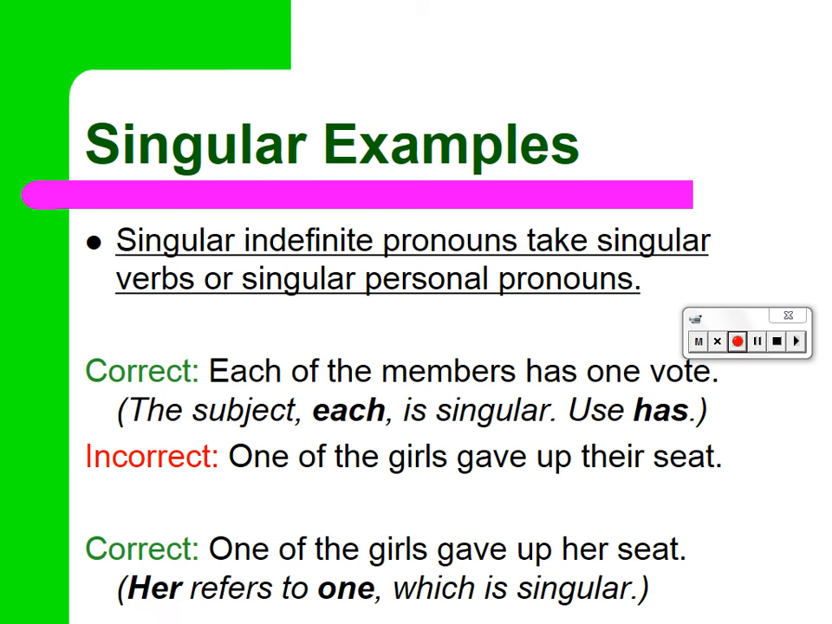And then the one down at the bottom: one of the girls gave up her seat. One refers to singular, so you can't say one of the girls gave up their seat, because you're only talking about one girl. So you have to say her seat.